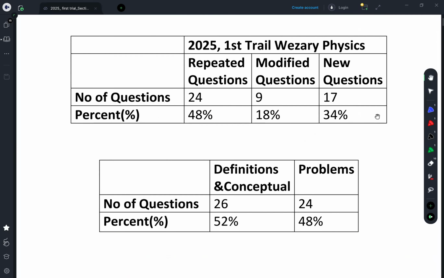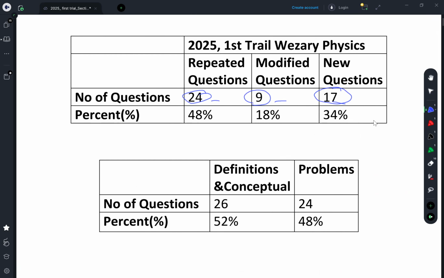In this Wezary exam, from 50 questions, 24 of them were repeated questions. So those questions are previously asked questions. 9 questions were modified, yani there was a slight change in the questions, and 7 questions were new questions. So this ratio is almost the same every year.